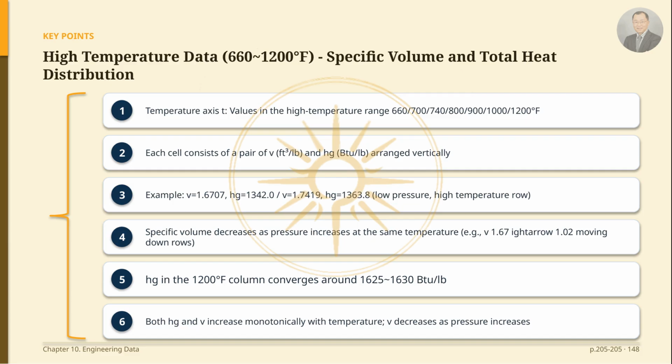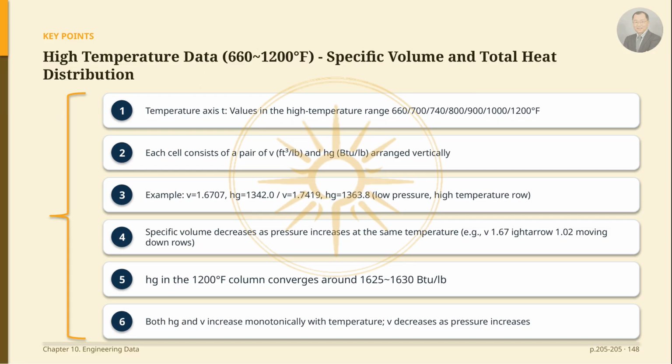This section covers high-temperature data for the same pressure rows, ranging from 660 to 1,200 degrees Fahrenheit. In each column of the temperature axis T, the specific volume and total heat values are paired together.